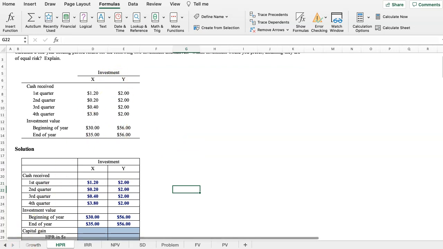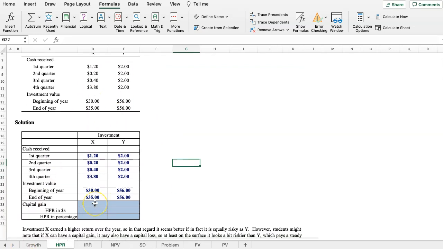Okay, so the capital gain, this is pretty simple. We're just going to take the end of the year minus the beginning of the year. So we have a $5 capital gain here, and here we have a $0 capital gain. Now, as far as the holding period return in dollars, first we should calculate a sum of all of the quarterly dividends, and then we're going to add the capital gain.